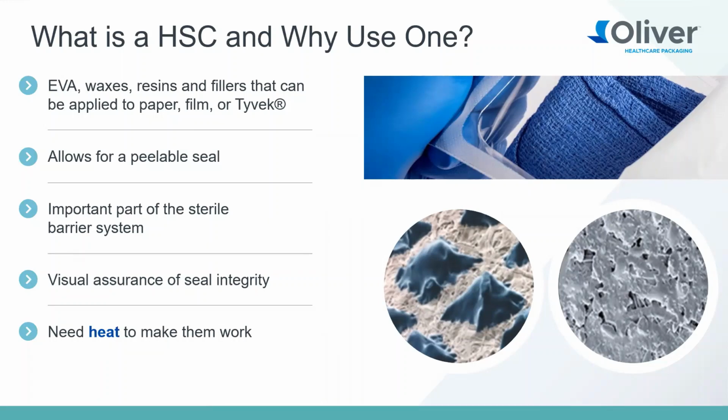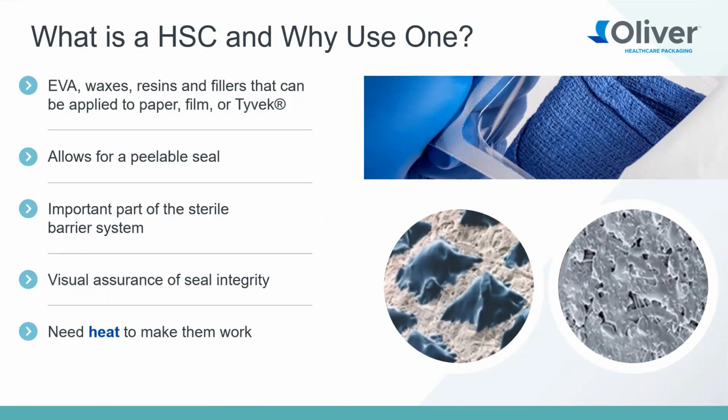And the pictures on the lower right are simply under magnification what some of these coatings might look like. The picture on the lower right is a flood-coated coating, very commonly used in our space. And then on the lower left there is a blue dot coat. So there's just different types of technologies out there. Some are micro dots put on the substrate, some are flood-coated. And the common thing with all of these heat seal coatings, per the bottom bullet point, is that they need heat to make them work.